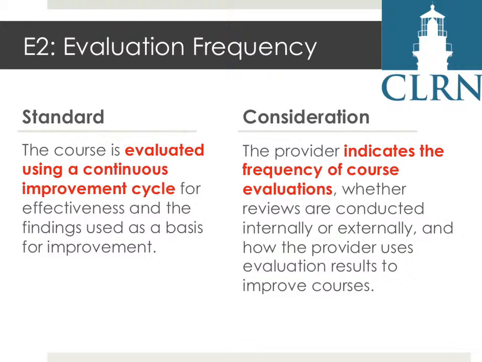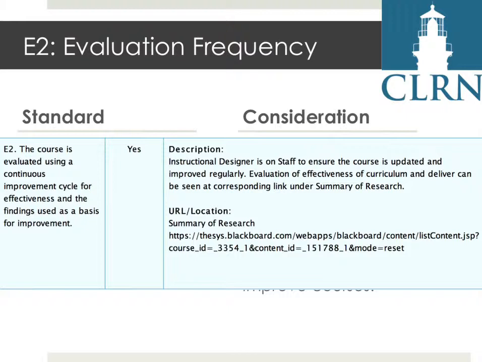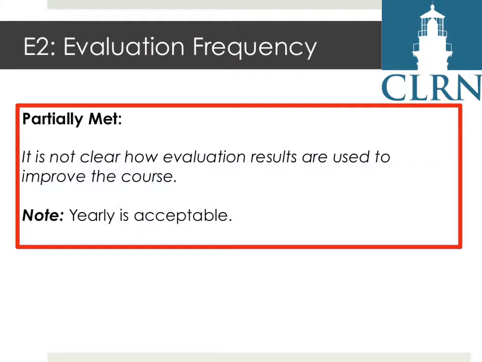Related to Standard E1, Standard E2, Evaluation Frequency, asks whether the course is evaluated using a continuous improvement cycle, and if the results are used to improve the course. The consideration asks how frequently the course is evaluated, whether reviews are internal or external, and how the provider utilizes results to improve their courses. We ask providers for a description and a URL or location where we may find course evaluation information.